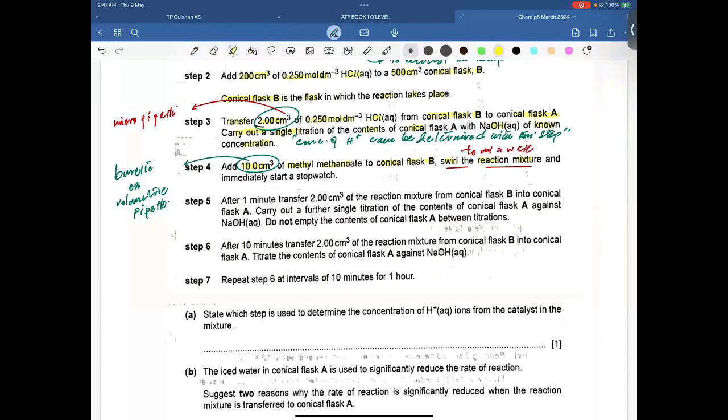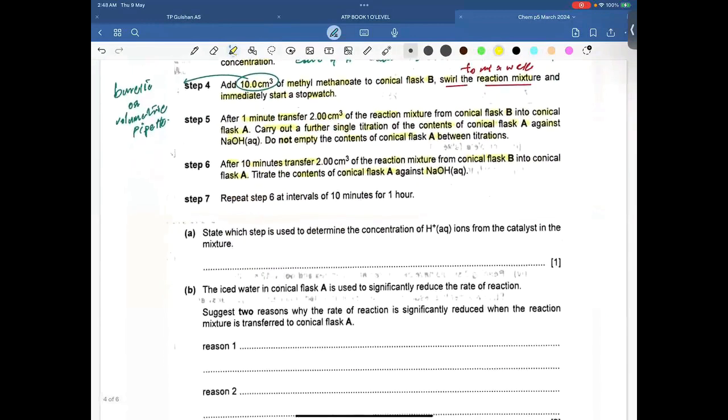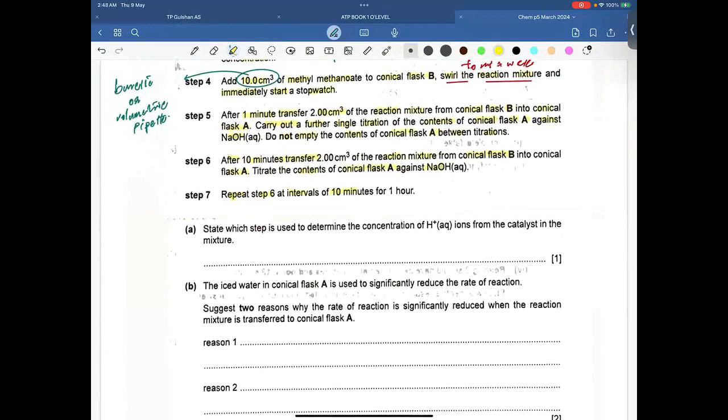So that all parts of the solution will get uniform heat, and immediately start a stopwatch. After 1 minute, transfer 2 cm³ of the reaction mixture from conical flask B into conical flask A. Carry out a further single titration of the content of conical flask A against NaOH. Do not empty the content of conical flask A between titrations. After 10 minutes, transfer 2 cm³ of the reaction mixture from conical flask B into conical flask A. Titrate the content of conical flask A against NaOH. That's a simple thing. Repeat step 6 at an interval of 10 minutes for 1 hour. State which step is used to determine the concentration of hydrogen ion. That was step 3.